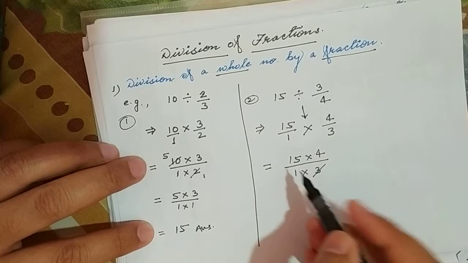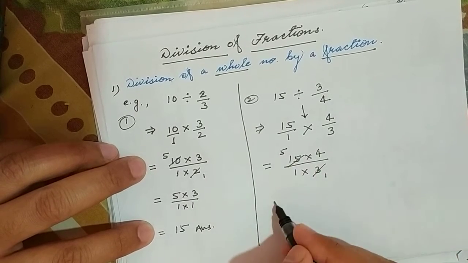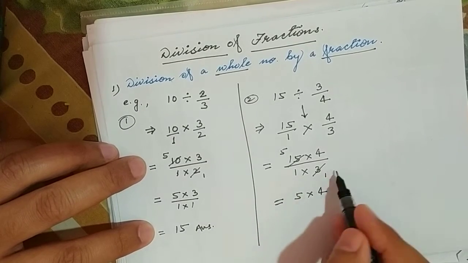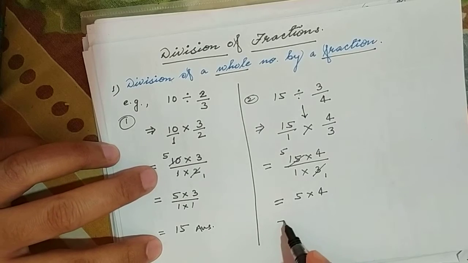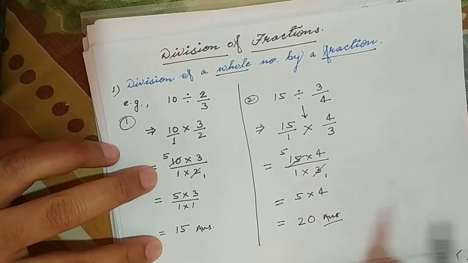This 3 and 15 have a common factor. 3 ones are 3, 3 fives are 15. So 5 into 4. No need to write 1 into 1 in the denominator. So 20 is the answer.